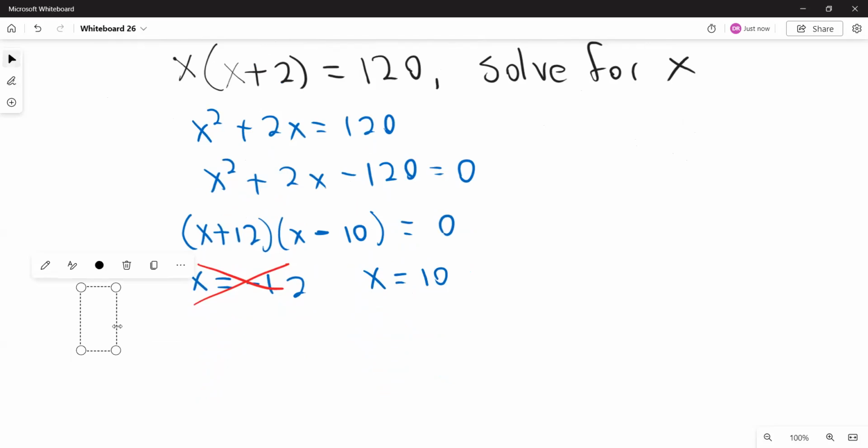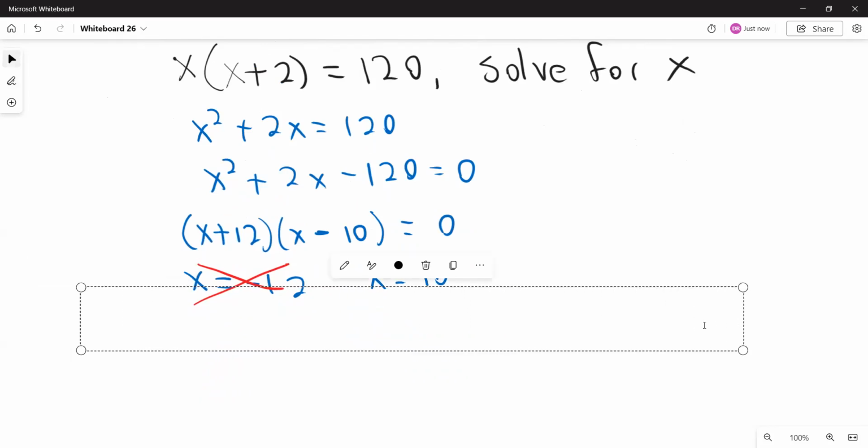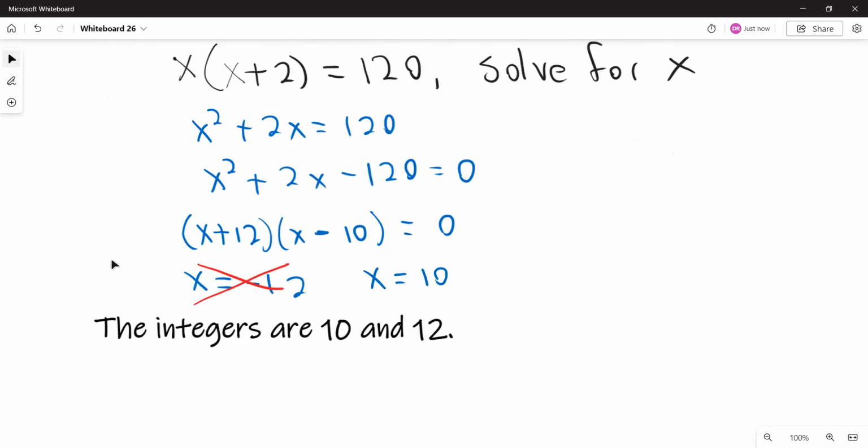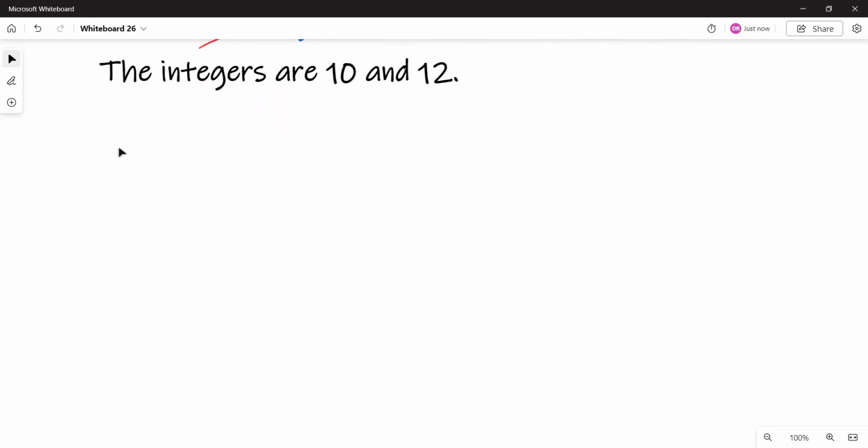Those are the two consecutive positive even integers whose product is 120. So the integers are 10 and 12. The next positive even integer is 12. Okay, we're going to do more examples with geometry.